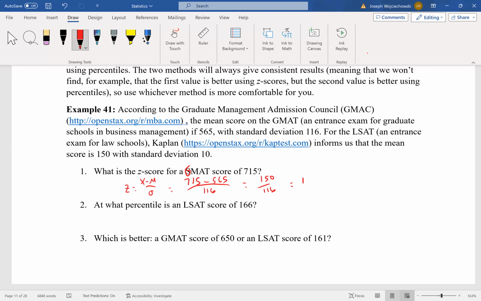gives me 1.29. And typically we want to round z-scores to 2 decimal places. So what this is saying is this grade of 715 is 1.29 standard deviations above average. So this person did better than average.